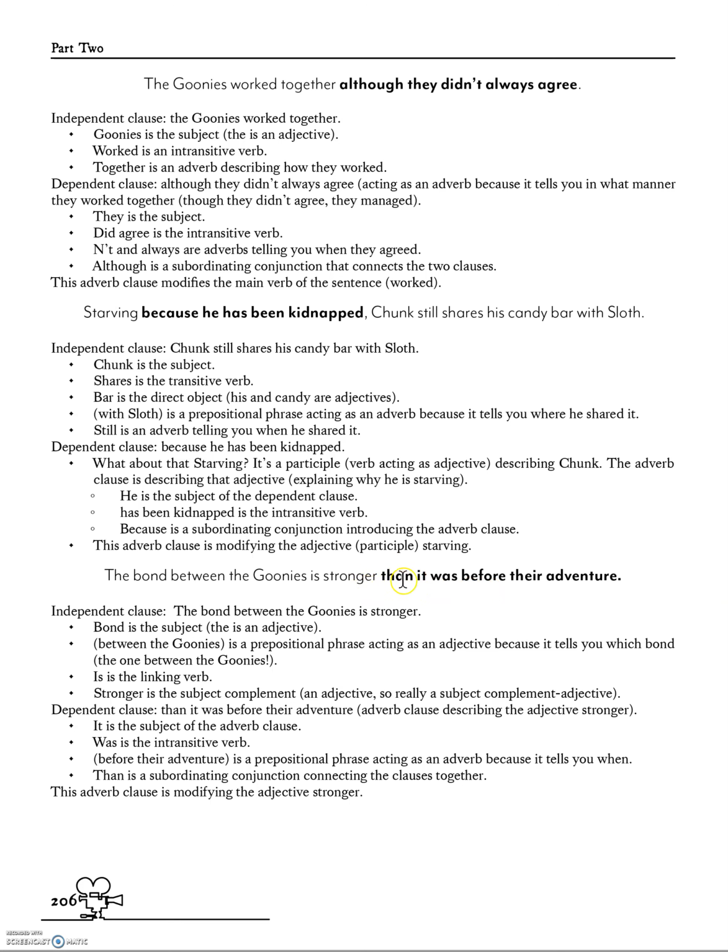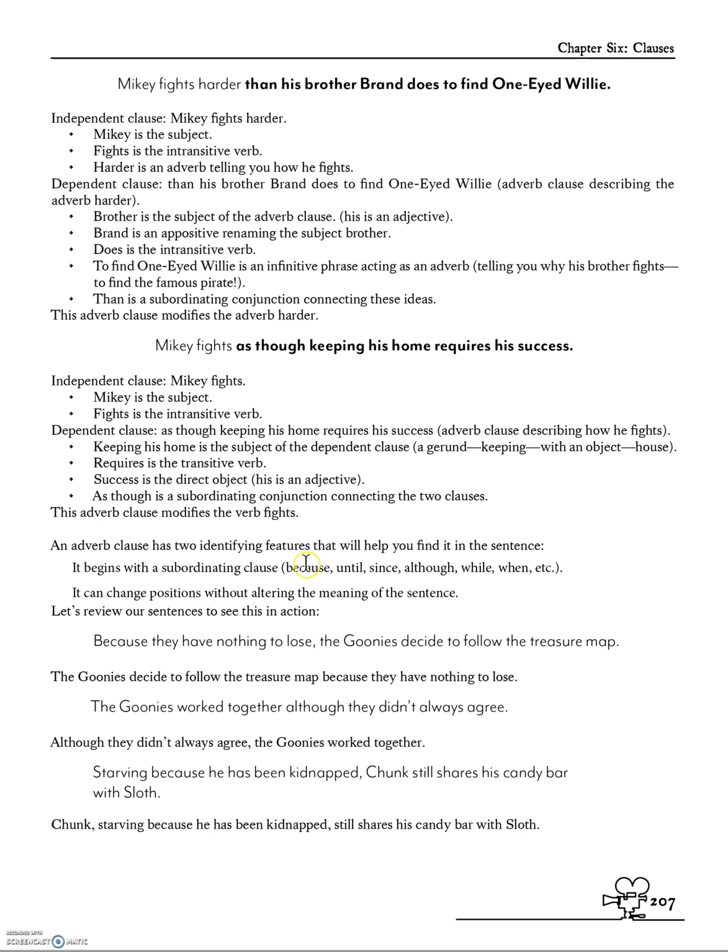So you've got these subordinating conjunctions, then, because, although, that clue you in that you're looking at an adverb clause. Now, what else? Oh, he fights harder than his brother does. So his brother does is going to be your second sentence dependent clause. Mikey fights. Harder is how, adjective, but that's an independent clause. So you've got one of each. And then Mikey fights. How does he fight? As though keeping his home requires his success.